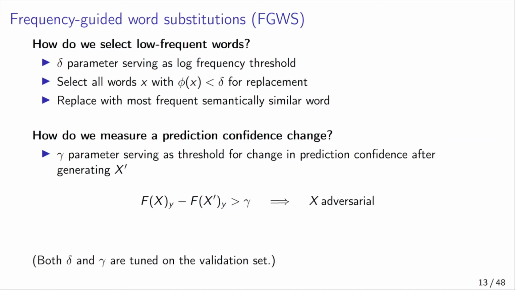Both delta and gamma are tuned on the validation set, just as a side note. When we use the validation set, gamma can be used to control the amount of false positives that our detection mechanism generates, because we compute the difference between our unperturbed input and the transformed unperturbed input on the validation set. And we can choose gamma such that only 10% of those sequences are flagged as false positives. But I'll talk about this in more detail in a second.